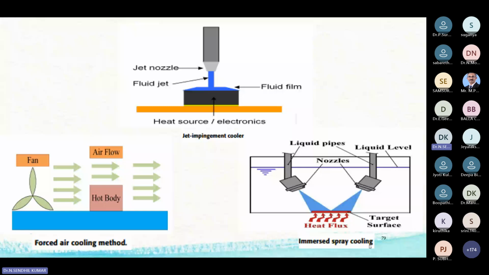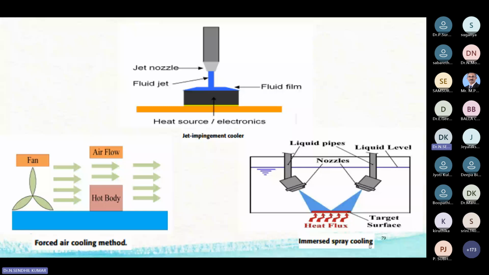Immersive spray cooling will be there, and then jet impingement cooling. Jet impingement is another cooling technology. The liquid goes through a nozzle onto selected surfaces, flowing in a film manner. Here it is not completely submerged, it is immersed. With jet impingement there is film-like heat transfer, so that it effectively transfers the heat.